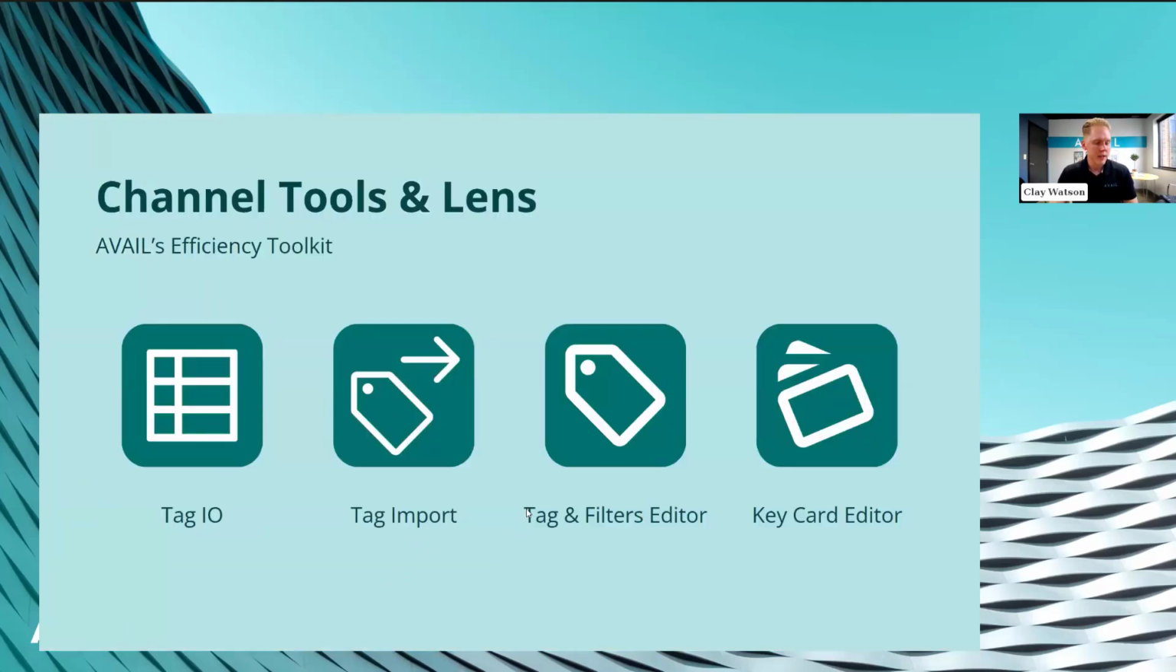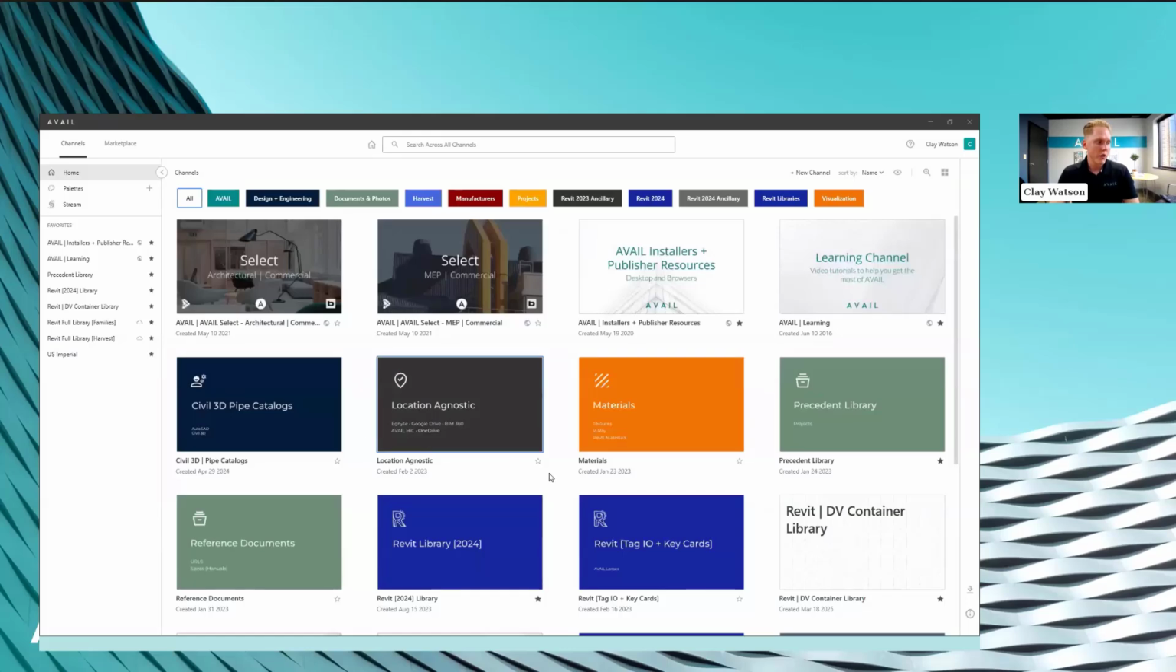All right, so let's dive in. I'm going to switch over to my AVAIL desktop. We're going to talk about this specific toolkit. These are the channel lenses that I just mentioned and where they can be found in AVAIL. If you are new to AVAIL, we're going to go through some of the functionality and what it means, and how it ties back to that easy to maintain versus easy to consume content.